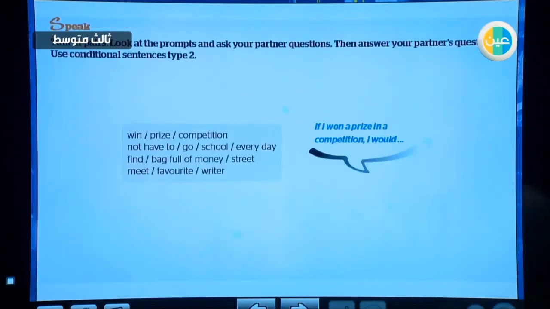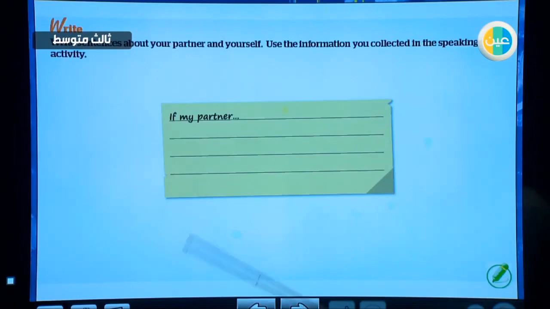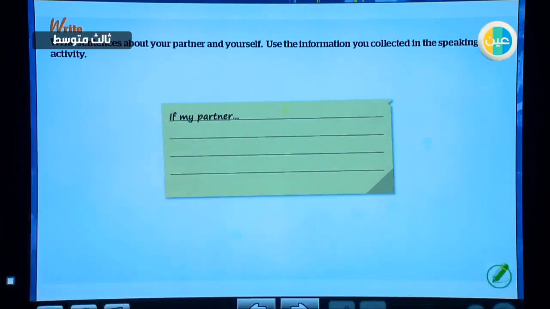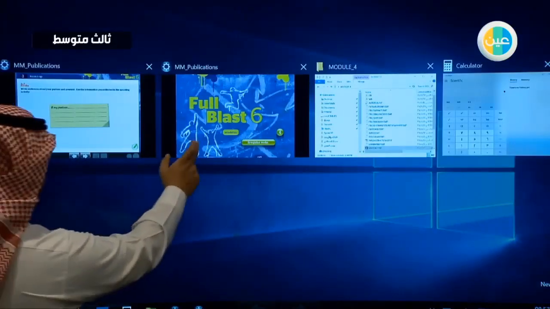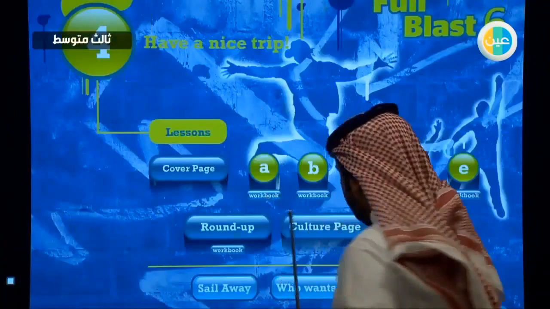Okay, this is a speaking exercise. I want you to do it to form conditional sentences type 2, and the same in the writing exercise. You are going to use the information that you collected in the speaking activities to write sentences in the conditional form. Now I want you to go to page number 58, and there we are going to answer some questions.